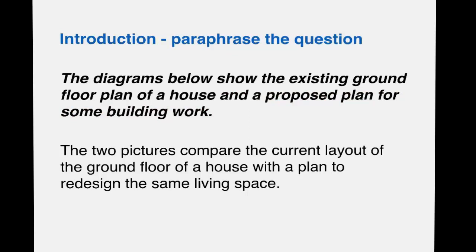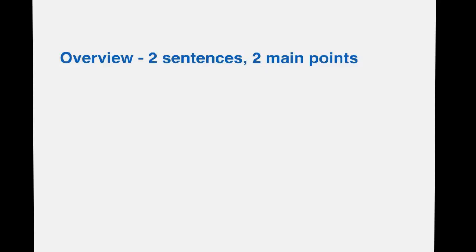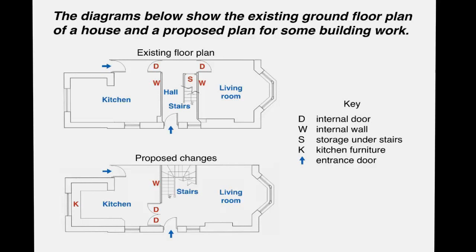The 2 pictures compare the current layout of the ground floor of a house with a plan to redesign the same living space. Now we can go on to our overview. 2 sentences, 2 main points. We need to look at the diagrams again and decide what to choose for this overview. So here's the diagram, and the main thing that I noticed first is that the hall that you see on the existing floor plan disappears. It's no longer on the new diagram. The other point that I'm going to mention for my overview is about the entrance doors.